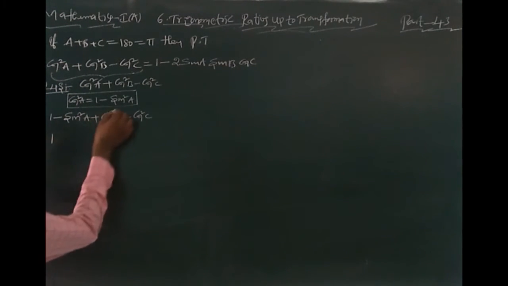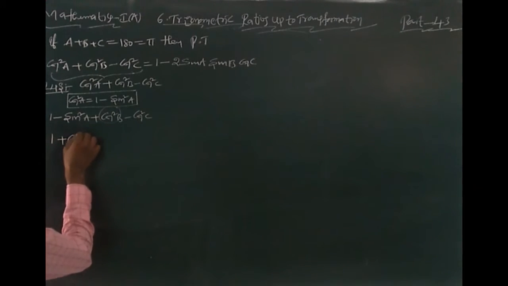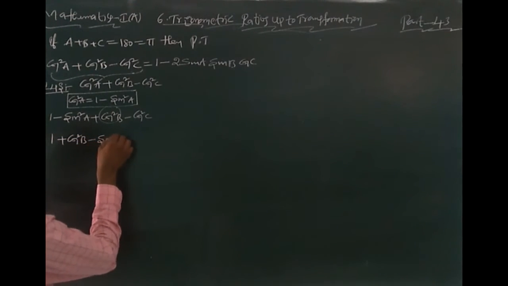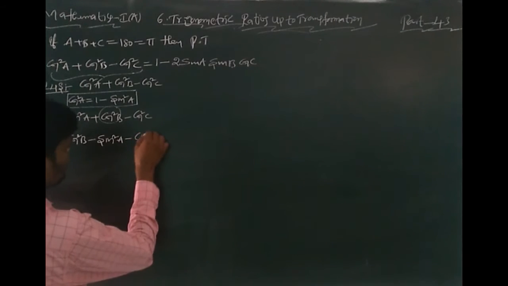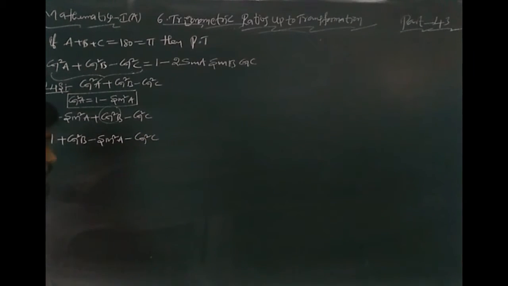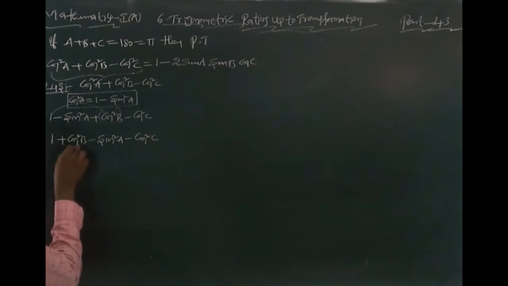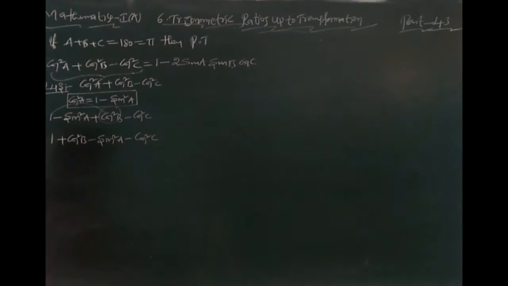Here, 1, plus cos square B you can write first, after that minus sin square A, and the last one is similar. Once again the expression: 1 plus cos square B minus sin square A minus cos square C.